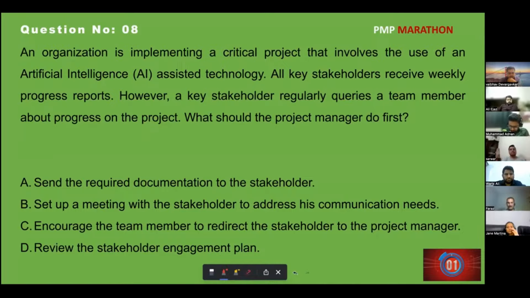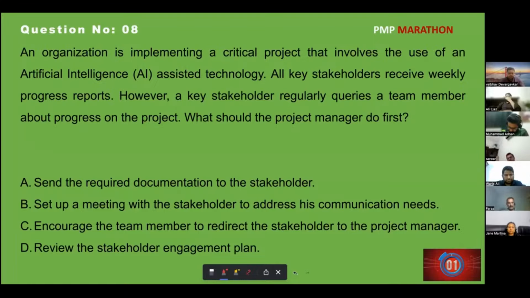Very good. Can you read the question with me? Start from the last line. What should the project manager do first? What is the first step to do? The first step is to set up the meeting directly without any other context. How do you manage him? What is the management strategy? What to look into?